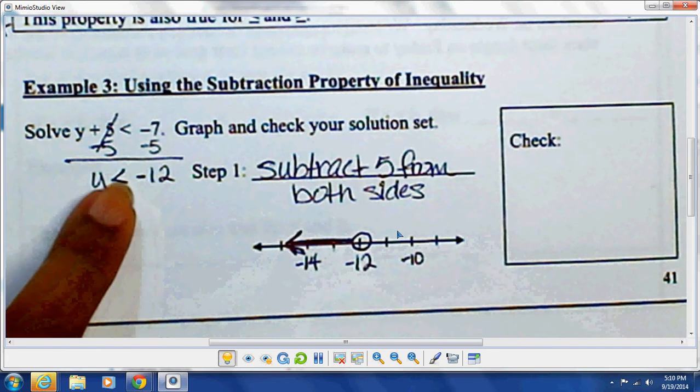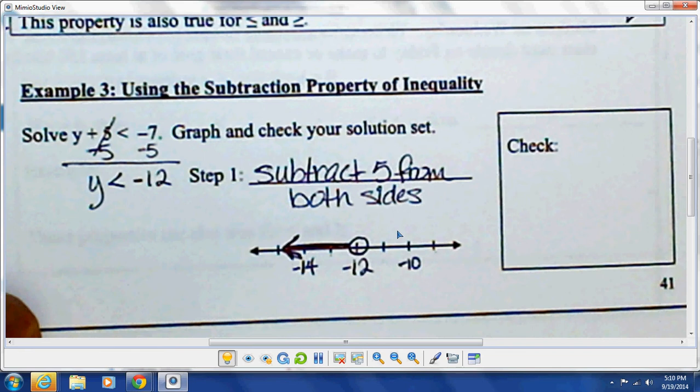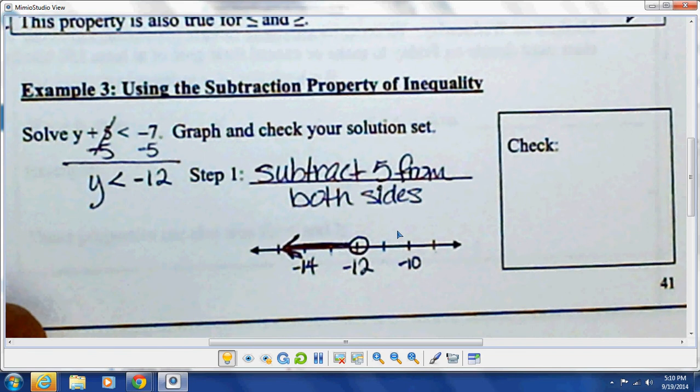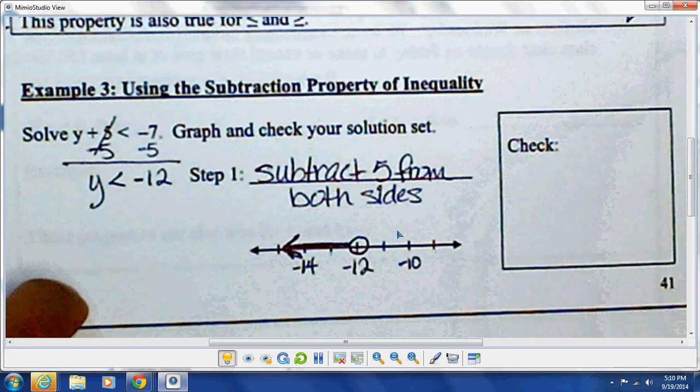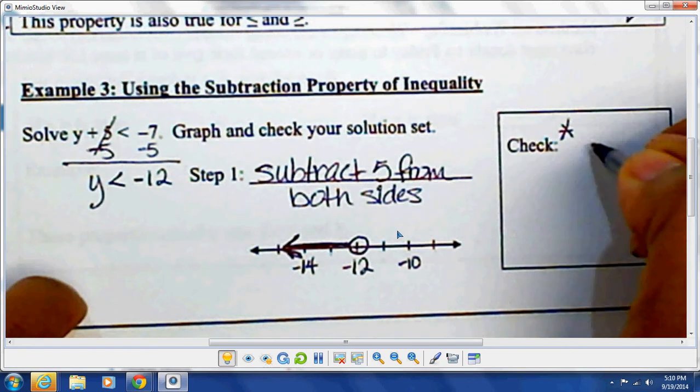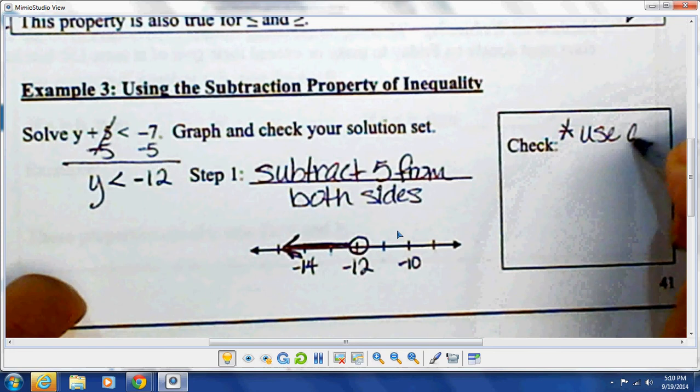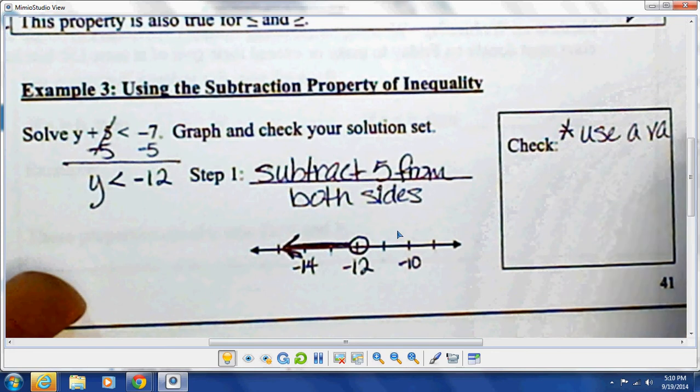And since our inequality symbol does not have an equal to part, we're going to leave it open. So there's your graph for y is less than negative 12. Okay, let's check. Since y is less than negative 12, we need to use a value that is less than negative 12.